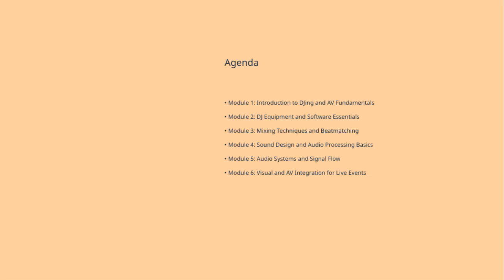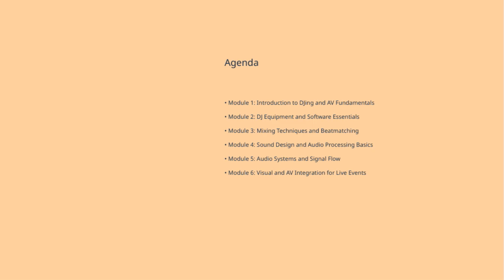Welcome to Slide 2. Here, we outline the key modules of our course. First, we have Module 1, which is an introduction to DJing and AV fundamentals. This sets the foundation by covering the basics of what DJing involves and how audio-visual elements come into play. Next, Module 2 dives into DJ equipment and software essentials, where you'll learn about the tools you need to get started and how to operate them effectively.